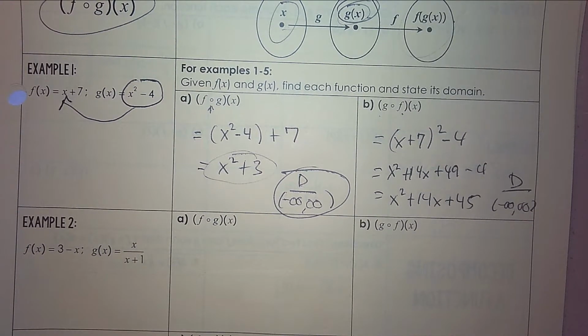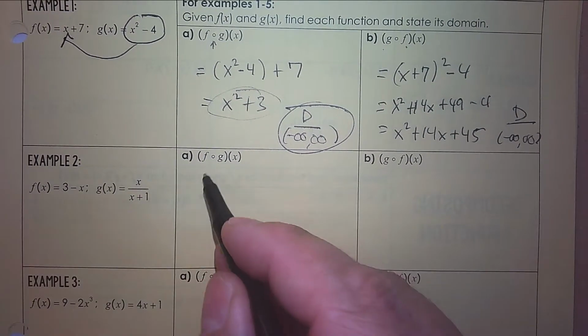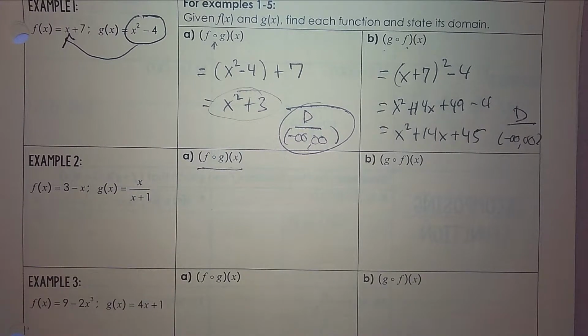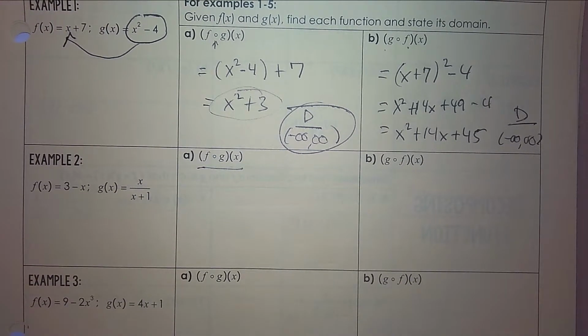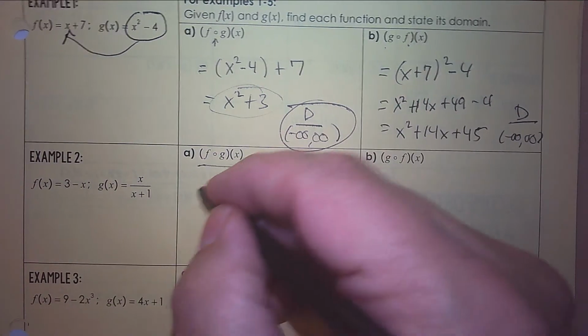All right, let's try part A and see if you've been listening to me. Corey, you ready? So can you read that for me? How do I read that? It's not fog. Go for it. F composed by G. Exactly. F composed by G at x, right? And that's a substitution question. So how am I going to set this up?